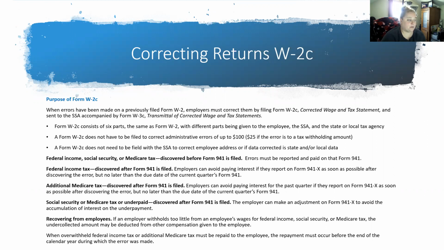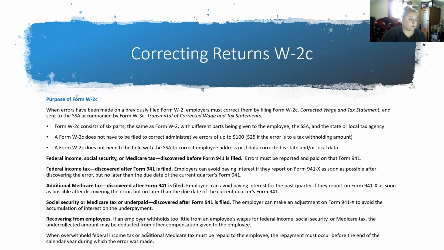So if federal income tax, Social Security, or Medicare errors are discovered before the Form 941 is filed, then errors must be reported and paid on that Form 941. If it's discovered after the form is filed, then employers can avoid paying interest if they report on a 941X as soon as possible after discovering the error, but no later than the due date of the current quarter's Form 941. So same with additional Medicare tax as well as Social Security or regular Medicare tax.